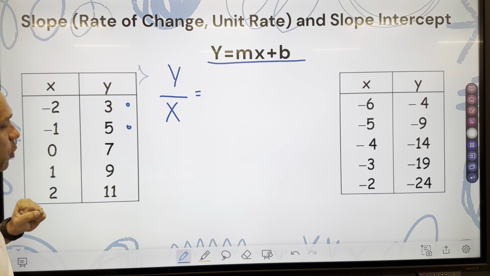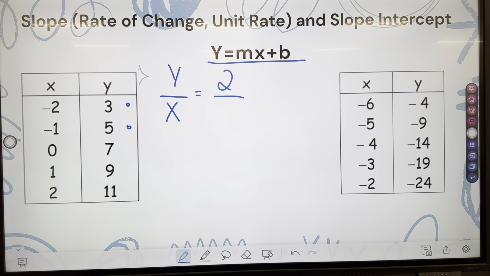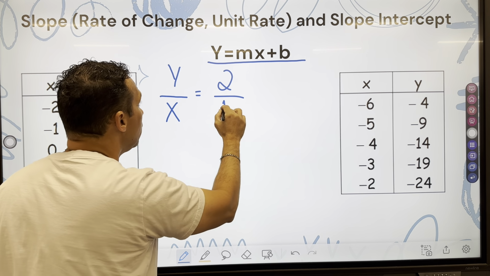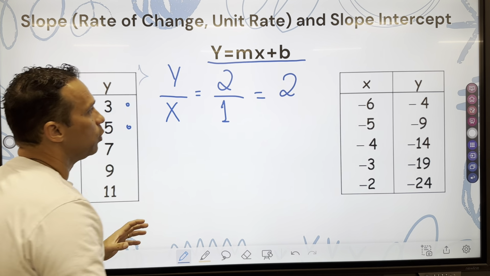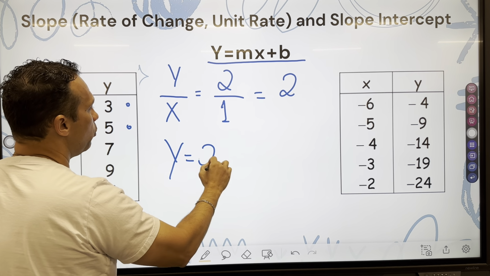What is the distance between 3 and 5? 2. What is the distance between -2 and 1? -1 and -2 here, the distance is 1. So if we divide, we get 2. The function will be y equals, we have the slope, 2x.